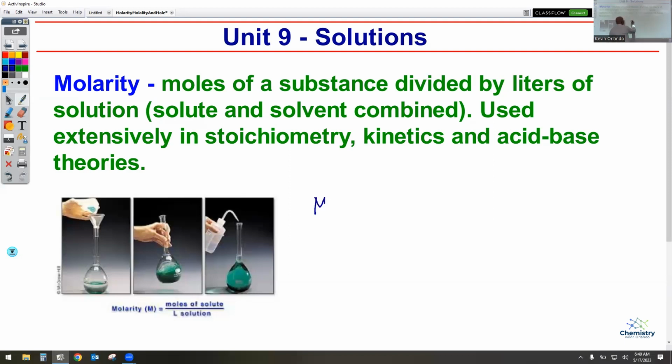So molarity, which is usually represented with a capital M, is the moles of solute, the substance that's being dissolved, divided by the liters of solution. We use molarity very frequently when we talk about stoichiometry problems involving solutions, when we do acid-base problems, and again, when we're looking at any type of chemical reaction that involves a solution and we're trying to get quantitative data from it. Okay, let's take a look at our next term.